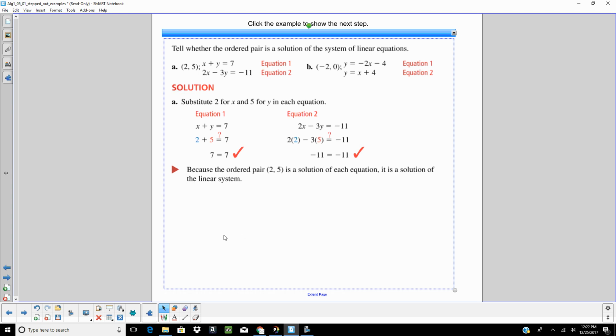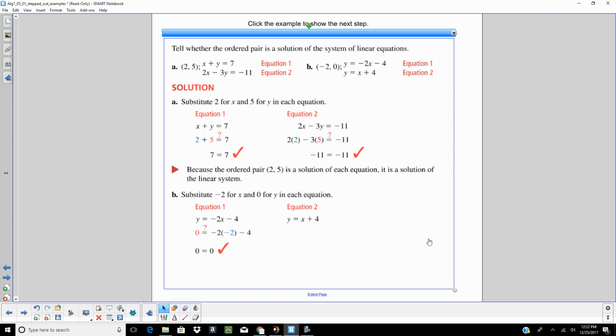Let's go ahead and try letter B. On that one, we'll substitute negative 2 in for x and 0 for y. So we take our first equation, take out y, put in 0, take out x, put in negative 2. And there, yeah, you get 0 equals 0.